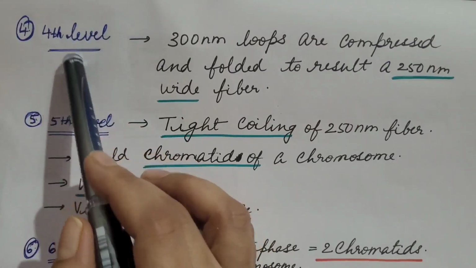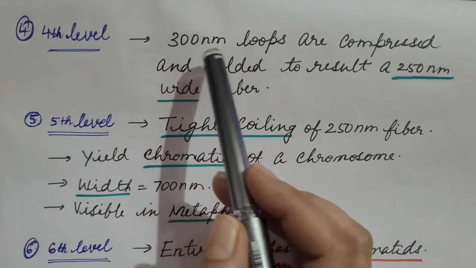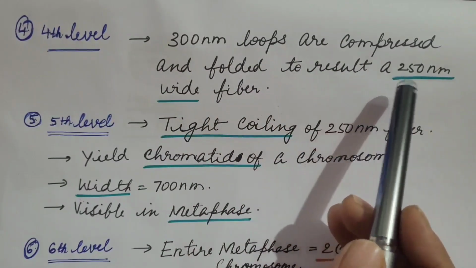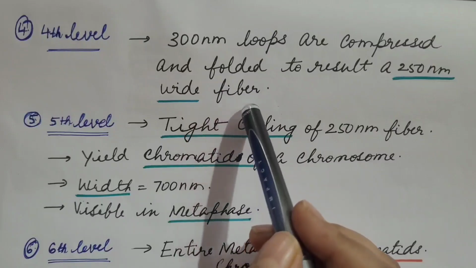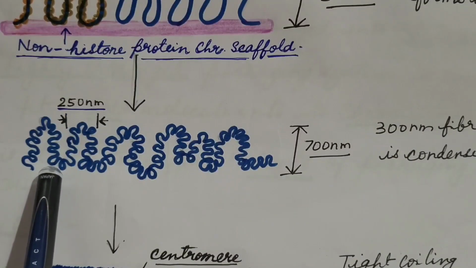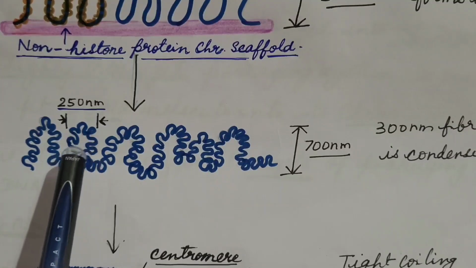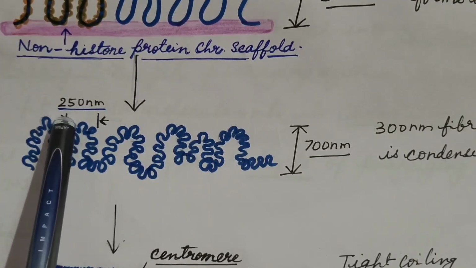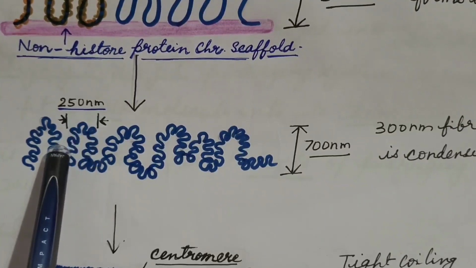Next is fourth level of organization. 300 nanometer loops are compressed and folded to result in a 250 nanometer wide fiber. The 300 nanometer loop is compressed and folded and it results in 250 nanometer wide fiber. This is 250 nanometer wide fiber.